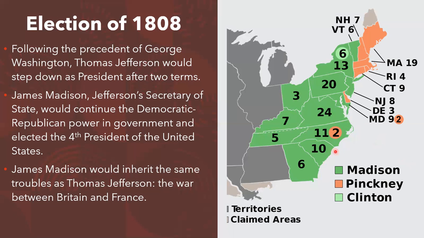But it didn't matter because Madison and his party are overwhelmingly liked and supported, and he's going to win. It is important to note that we have George Clinton as another candidate in the lighter green here. He won 6 electoral votes in his home state of New York. It's kind of surprising to see another candidate win that many electoral votes.